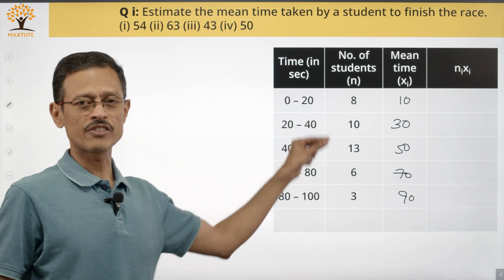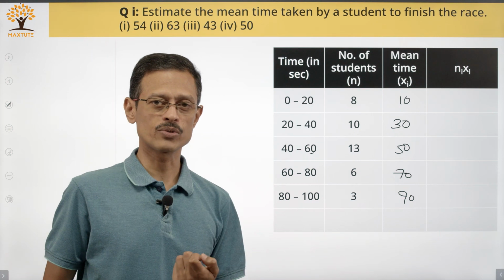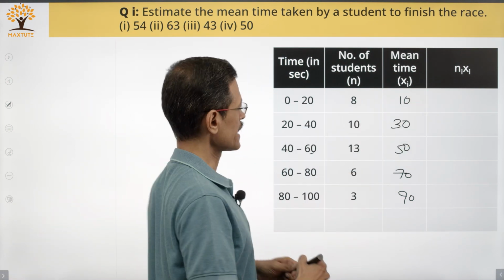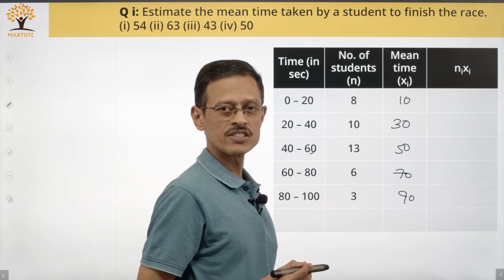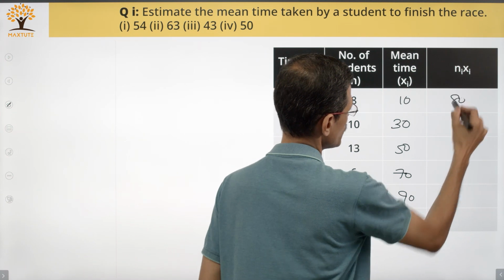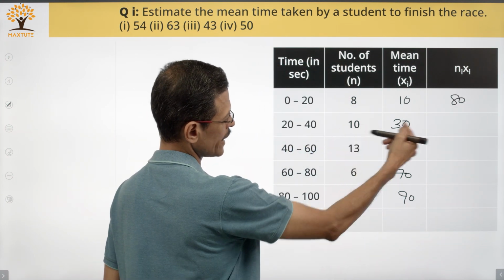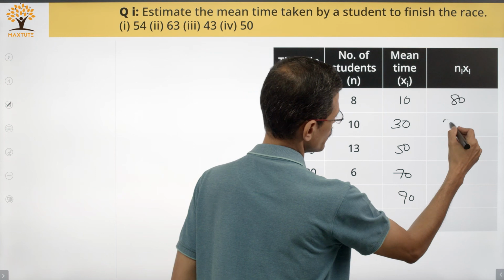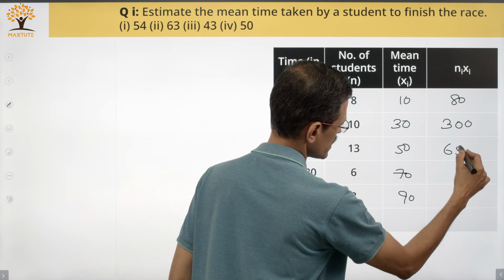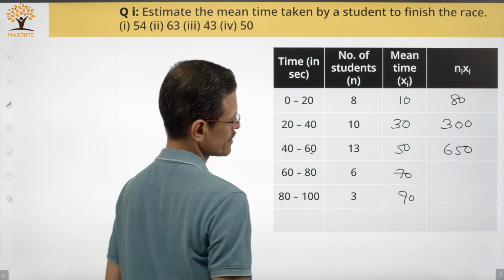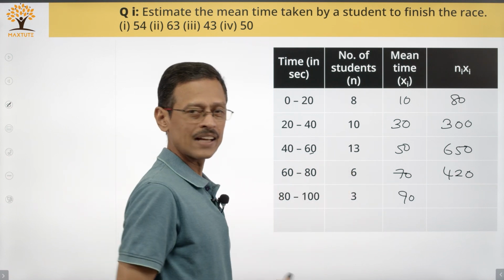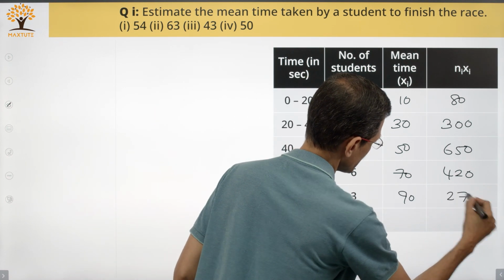Obviously, the distribution is different. In each of these intervals, you have a different number of students. So, we're going to next compute nixi for each of these class intervals. 8 students with an average of 10 seconds, so n1x1 is equal to 8 times 10, which is equal to 80. Second case, n2x2 will be 10 times 30, which is equal to 300. The third one is 13 times 50, which is equal to 650. Fourth one is 6 times 70, which is equal to 420. The last one is 3 times 90, which is equal to 270.